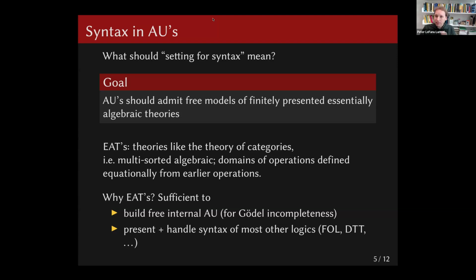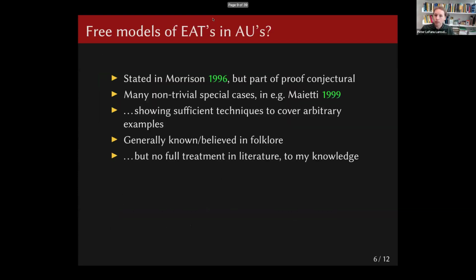And so if we've got essentially algebraic theories, then from that we immediately get just about any other kind of syntax of any other logic we might want. So that's what makes them an especially important one to shoot for. So we should have free models of essentially algebraic theories in arithmetic universes. Do we? Well, definitely yes, and I think this has been known since the 90s. But when I went to look for a reference for this, and this was what got me started thinking about this topic a fair bit, I was never able to find a good reference for this, giving a proper treatment of it.